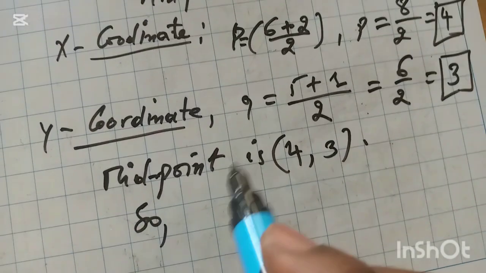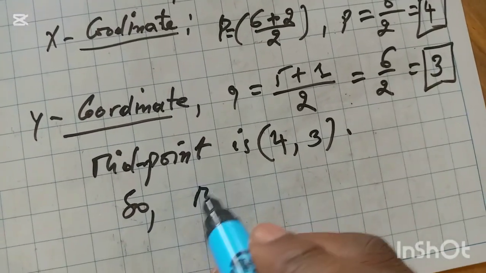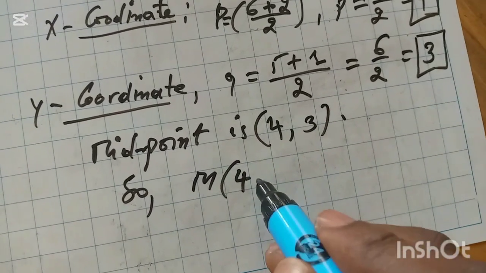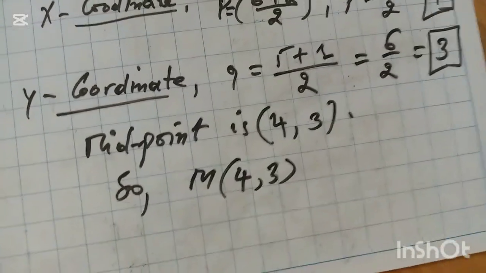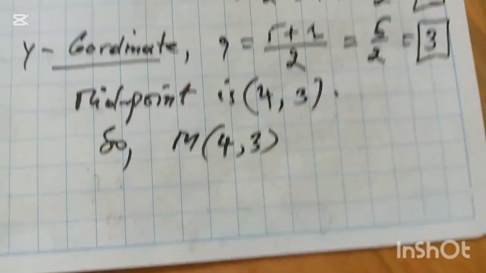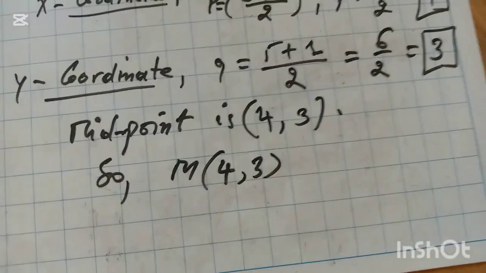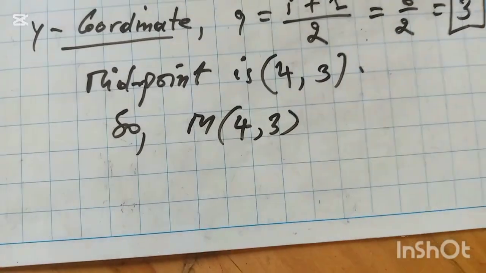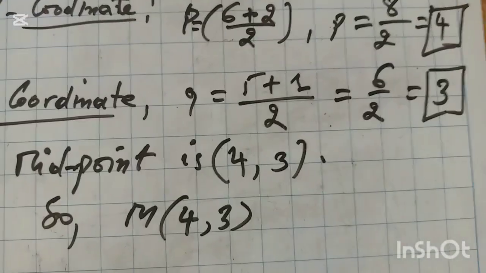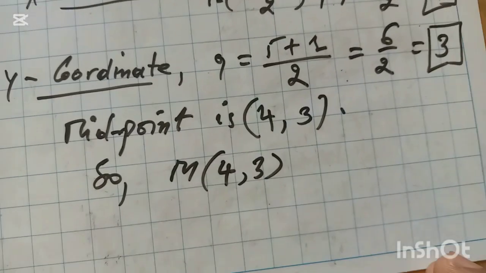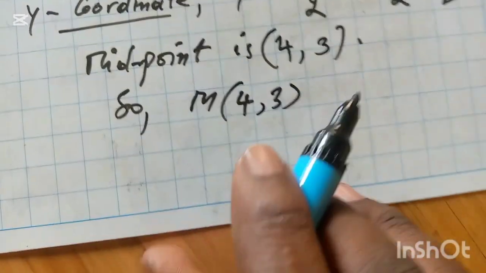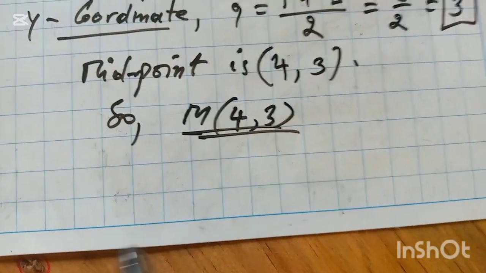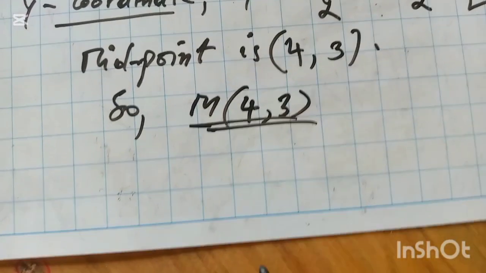So point M has 4 as x and 3 as y. This is the midpoint of the line which is passing through the point A and the point B as we are given. By using a graph, let me show you how to find this one by using a graph.